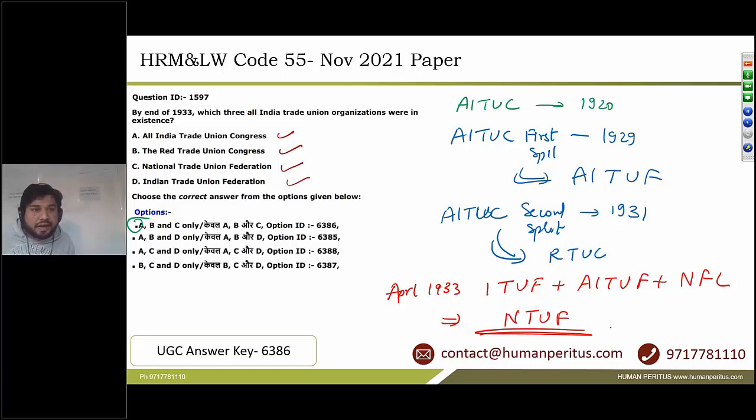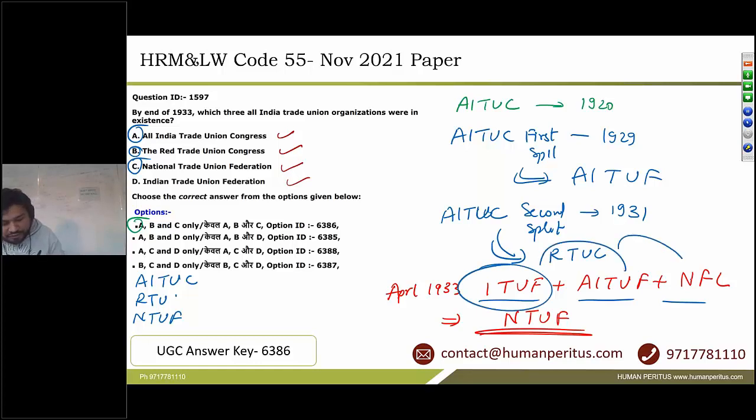So the question says, by the end of 1933, therefore by the end of 1933, only three organizations were in existence. These three organizations were AITUC, as given in option A, RTUC, as given in option B, and NTUF, which was formed after merging these three organizations, which is given in option C. Option D, ITUF, since it already merged with these two organizations, ceased to exist, and therefore option D is an incorrect option, and the correct answer is option A. Therefore, NTA NET has provided the correct answer, so this question does not need to be challenged.